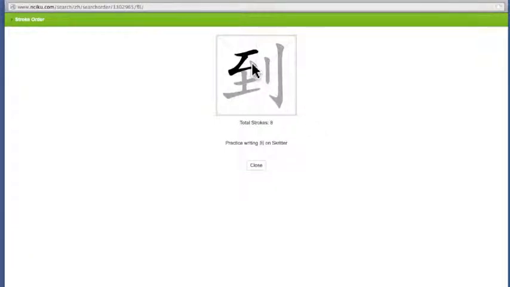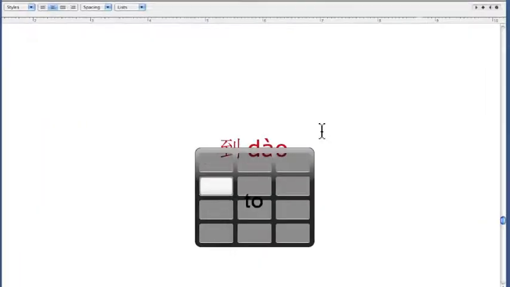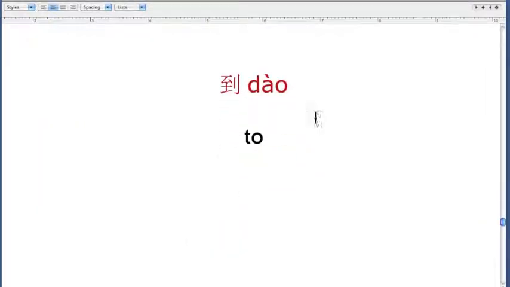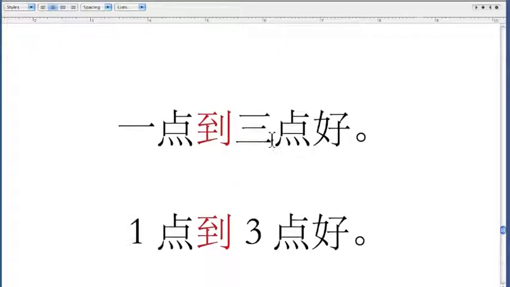One, two, three, four, five, six, seven, eight strokes. A total of eight strokes. Dao, we're making this red, again to represent the falling tone from Terry Walt's PhD's system of color coding by tone. Dao, meaning to. This is the first definition we'll use.